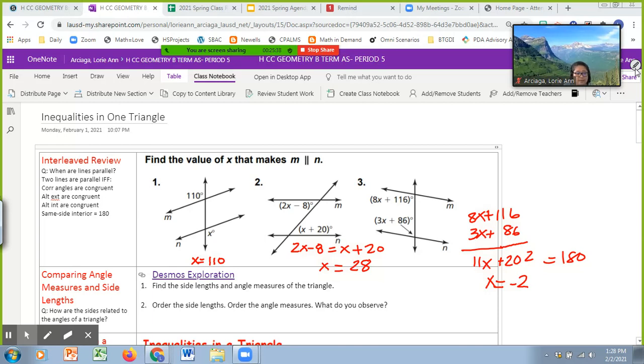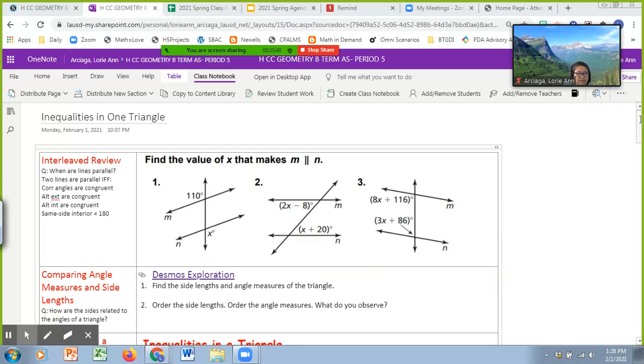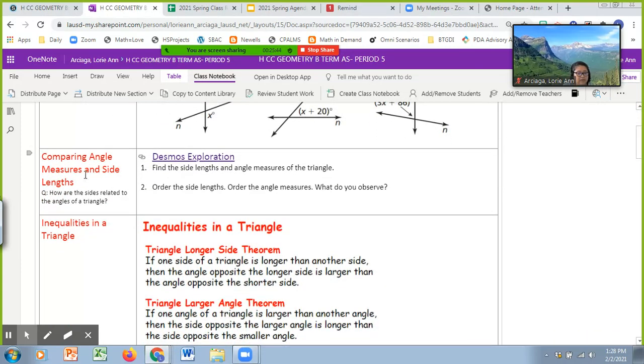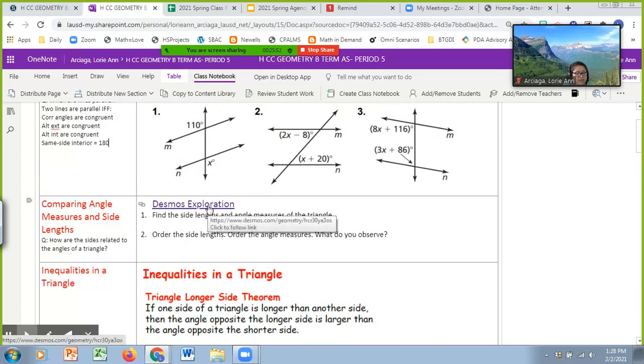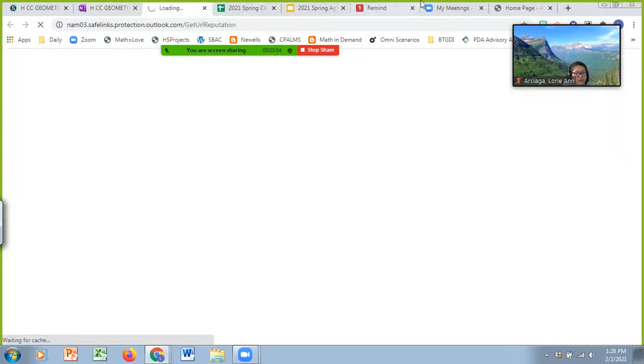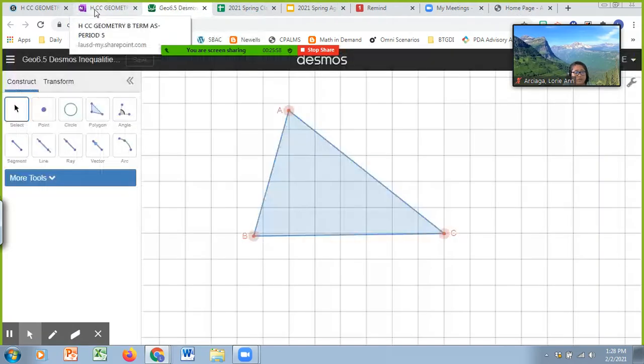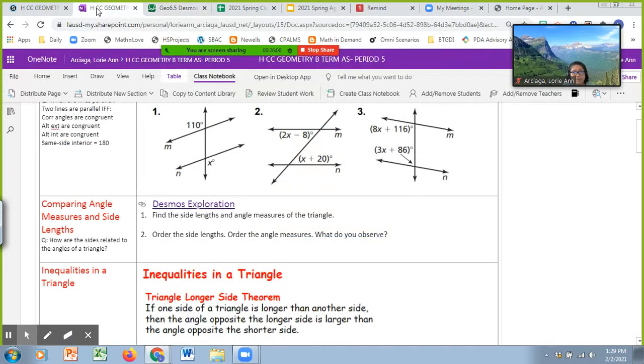Okay. Alright. So here starts our new lesson. We are going to compare angles and sides of triangles. We call this one inequalities in a triangle. Okay, so let's click on this Desmos exploration right here. Unlike in the past, when you have to create your own, these ones are pre-made for you. Okay, now we have to answer this question right here. Find the side length and measures of the triangle.